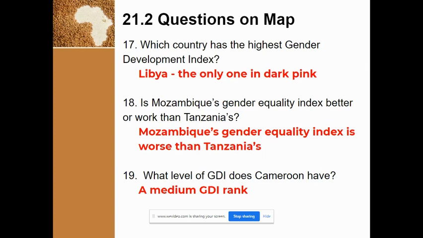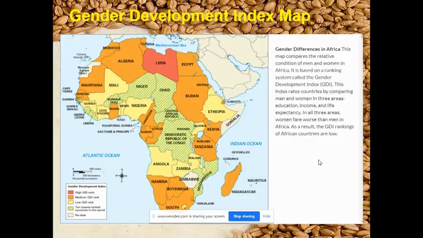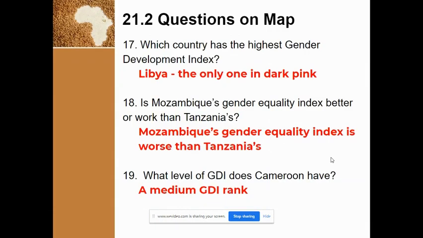Number 17, which country has the highest Gender Development Index? Well, the highest one is going to be Libya because that's the only one in the dark pink. Number 18, is Mozambique's Gender Inequality Index better or worse than Tanzania's? Mozambique's Gender Inequality Index is worse.